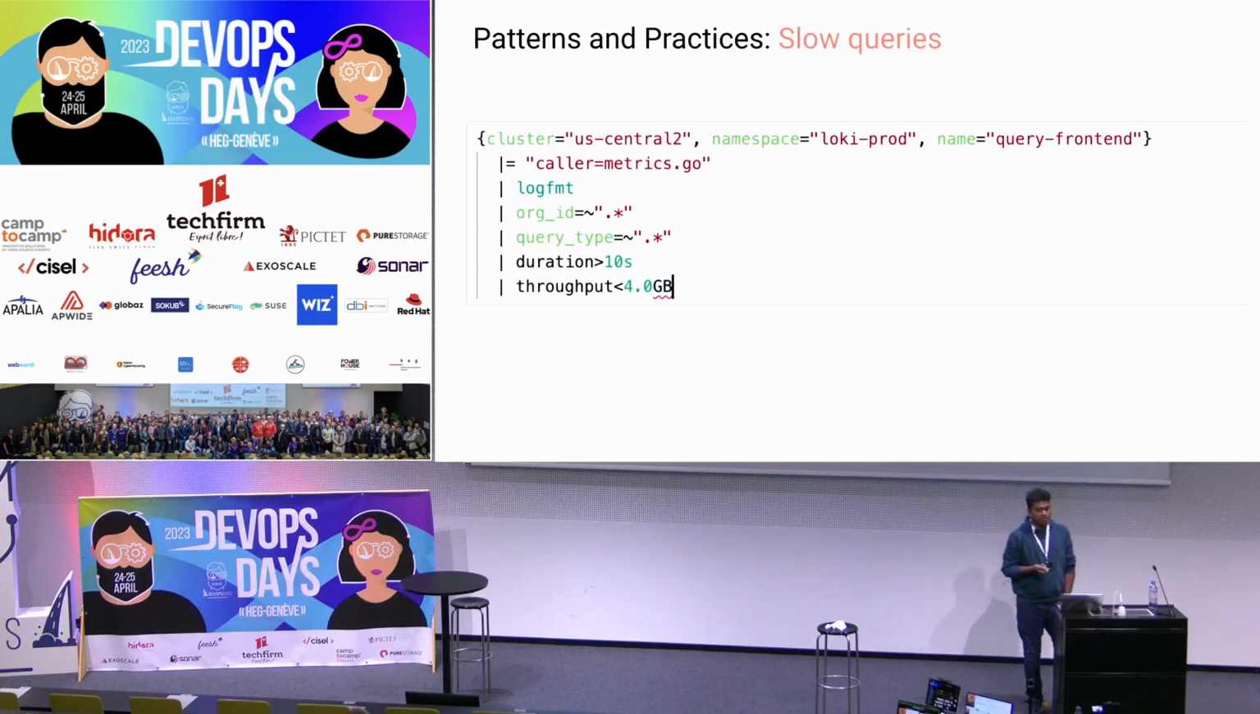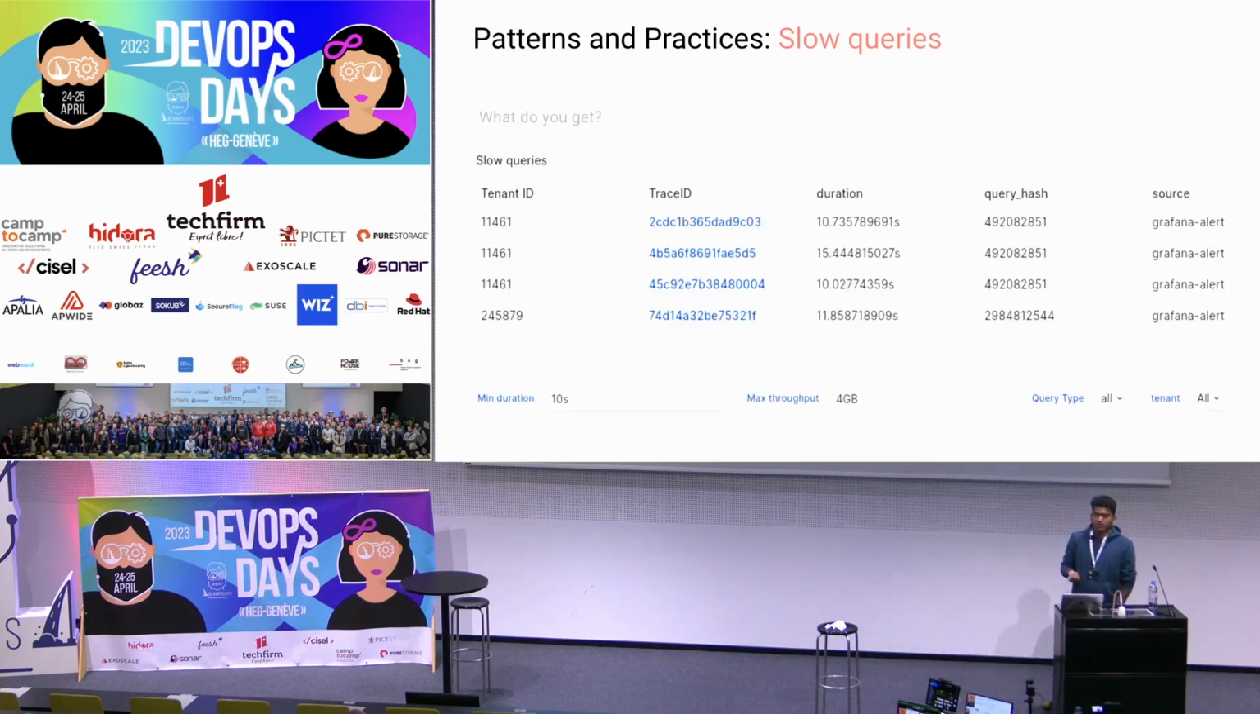So with this query, what we are doing here is, out of all the queries that are being run, show me the queries that took more than 10 seconds, duration greater than 10 seconds. That's what this means, right? And show me all the queries that took more than 10 seconds and also processed more than, like, 4 gigabytes per second of throughput. So yeah, with that query, you'll get a table like this.